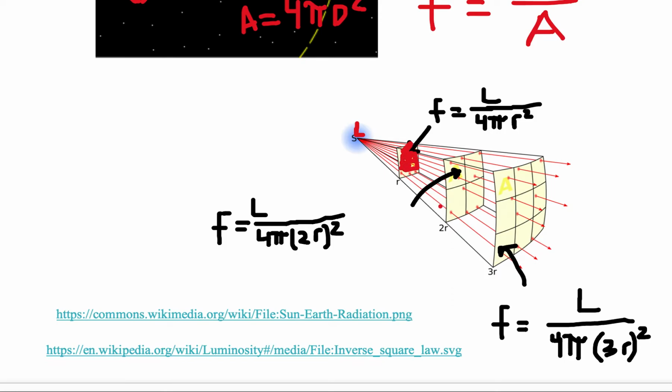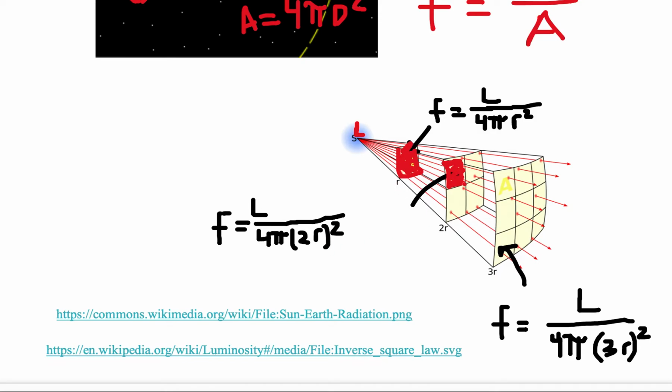Now that light continues to shine and spread out even further. So we want to find out what's the flux now at a distance of 2r on this 1 square meter. Same size 1 square meter as the previous one. But now we want to find out what's on 1 square meter over here. Once again, luminosity is divided by 4 pi, the spherical area, and now the distance went 1r, 2r, so our distance is 2r squared.